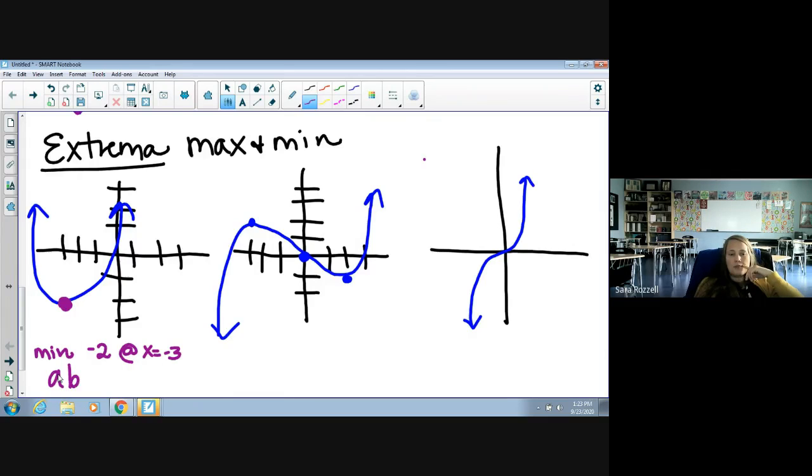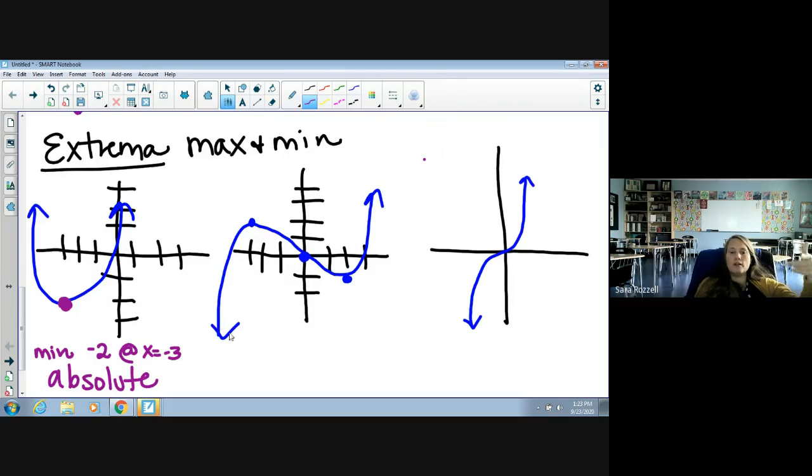This one is called absolute because it is the very lowest point on the graph. There is no other point any lower than that point. So it is the absolute minimum for this graph. Okay? Let's do a little scoot over to the next one. Is there an absolute lowest point on this graph?